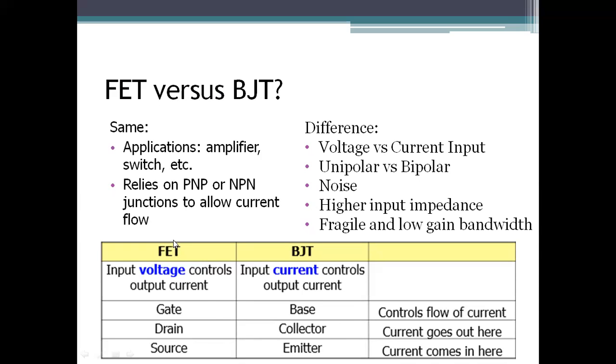In a FET, the gate is the main terminal, where the input is applied. In a BJT, it is the base. Current goes out through the collector terminal in a BJT. In a FET, current goes out through the drain terminal. Current comes in through the emitter terminal in a BJT, and in a FET through the source terminal. So this is a comparison, a very important point between FET and BJT.